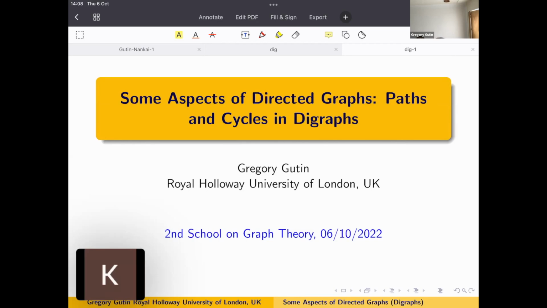You probably already saw the title: some aspects of directed graphs, paths and cycles in digraphs. Because you see, the area of directed graphs is huge. If you look at the whole area of graph theory, you can roughly partition it into two parts: undirected graphs and directed graphs. When you look at the applications, most people would agree that there is roughly a 50-50 chance of applying undirected or directed graphs in various areas, you know, physics, chemistry, biology, genetics, whatever.